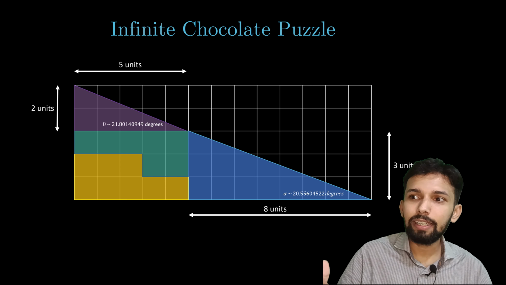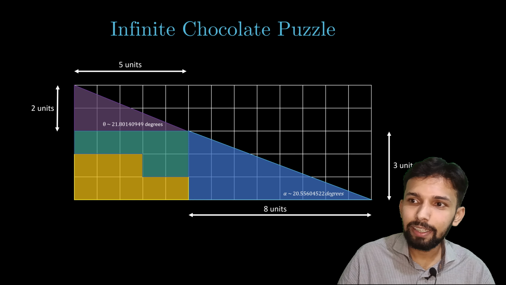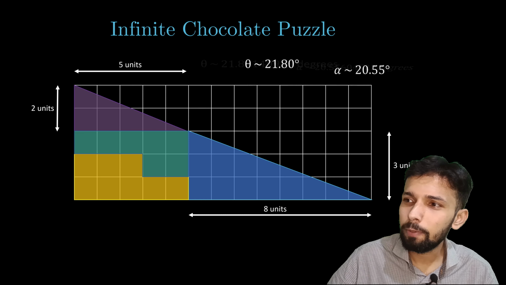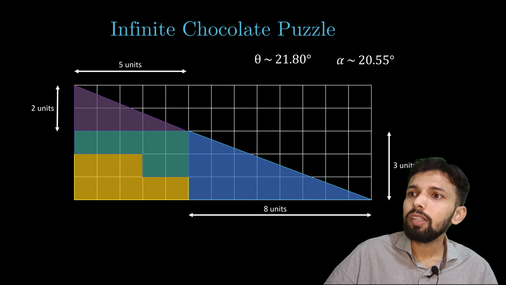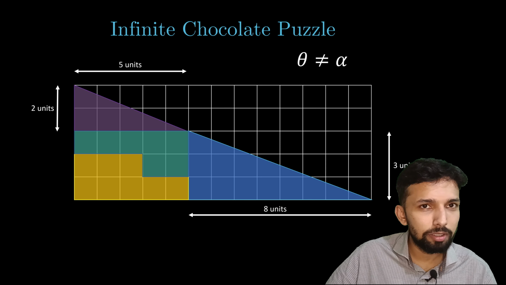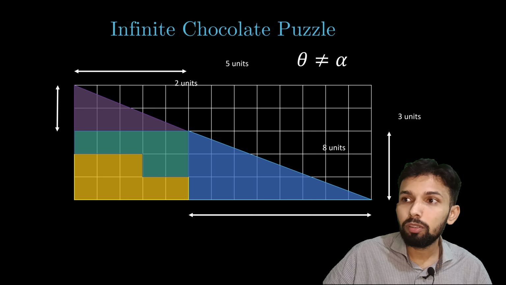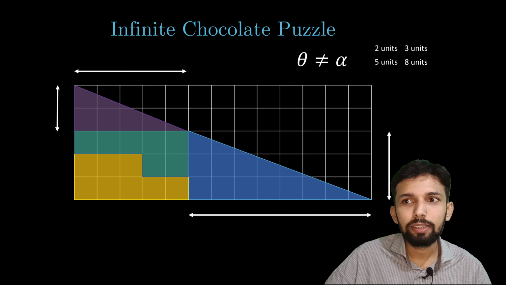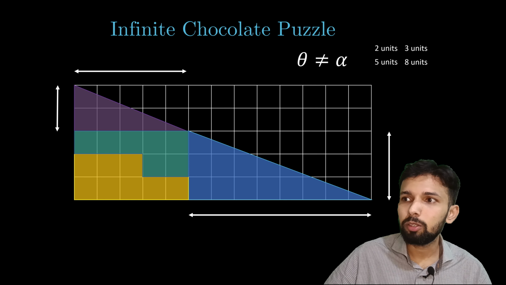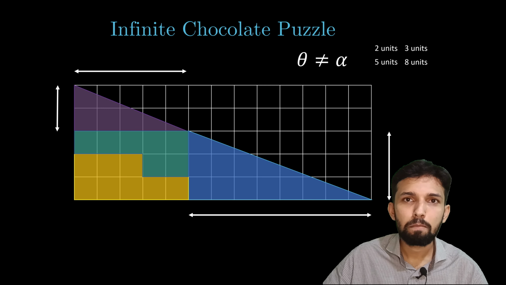Because if we are getting two different angles, that means the straight line is not really a straight line. There is a deviation of 1 degree. So we notice that theta is 22 degrees and alpha is 21 degrees, almost nearly. Therefore, theta does not equal alpha. That means it is not a straight line.